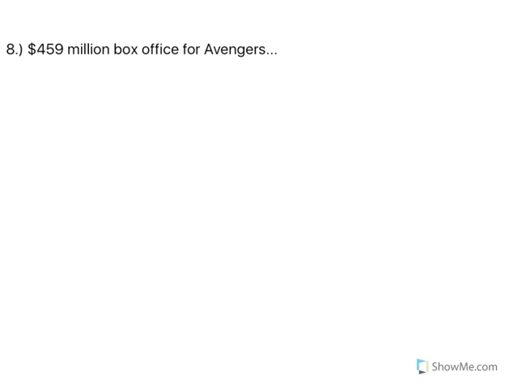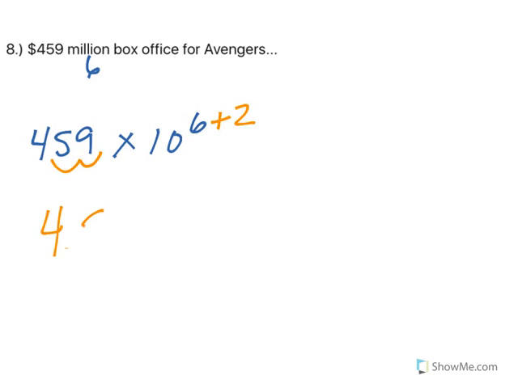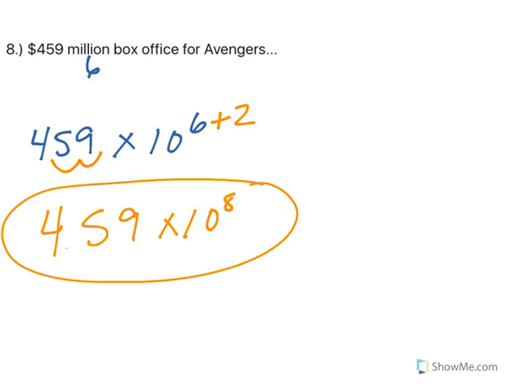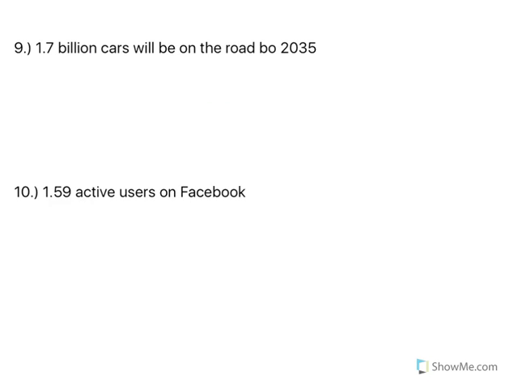All right, so number 8 talks about $459 million was earned at the box office for Avengers Age of Ultron in 2015. That's a lot of money. So again, million means 6. So 459 times 10 to the 6th. Move this 1, 2 places. Big number, so I add: 4.59 times 10 to the 8th. And now I'm in scientific notation.